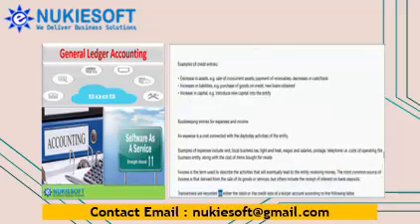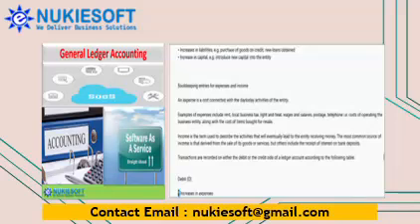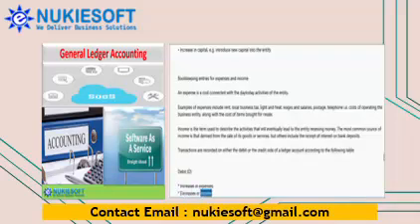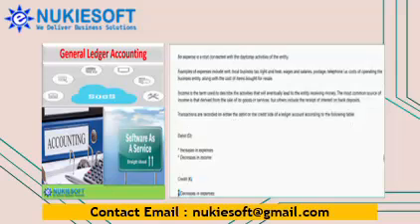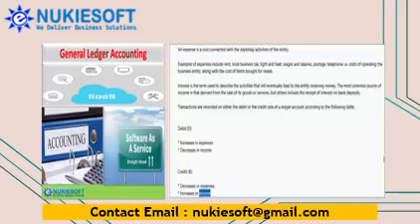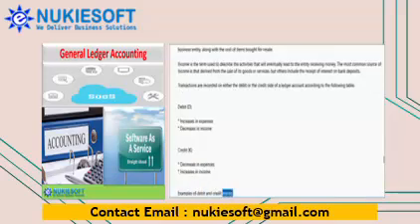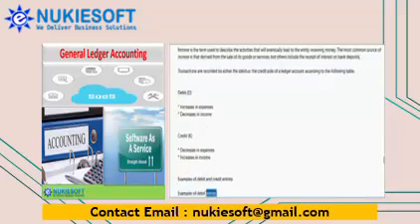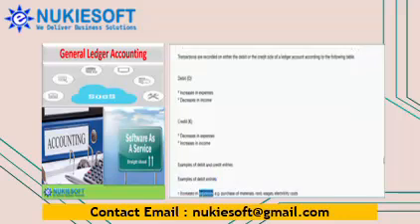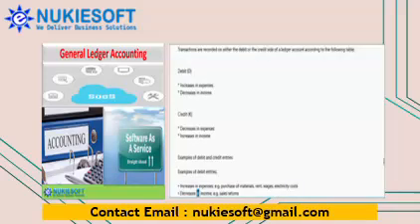Transactions are recorded on either the debit or the credit side of a ledger account according to the following table. Debit: increases in expenses, decreases in income. Credit: decreases in expenses, increases in income. Examples of debit and credit entries. Examples of debit entries: increases in expenses, e.g. purchase of materials, rent, wages, electricity costs. Decreases in income, e.g.